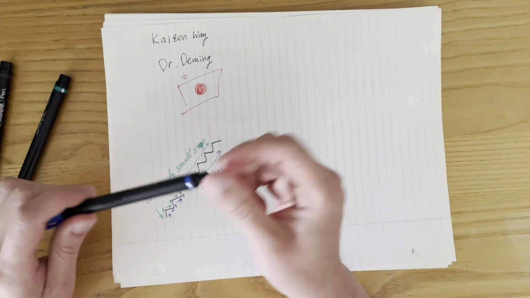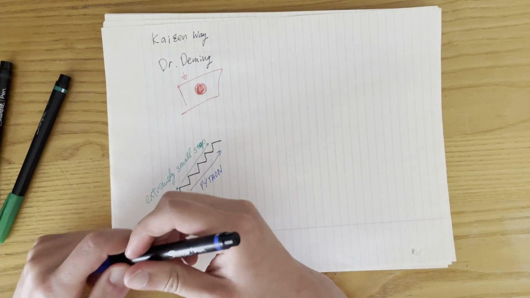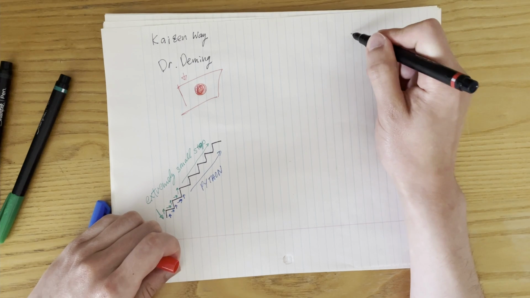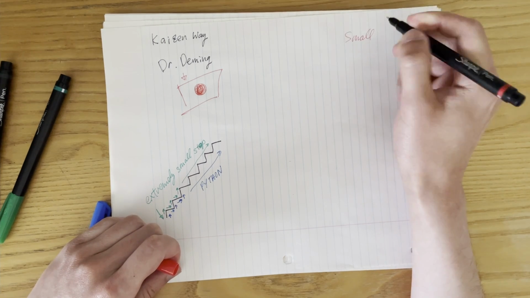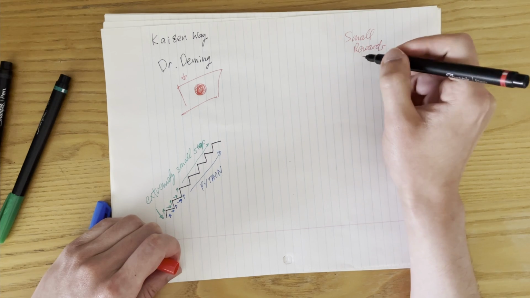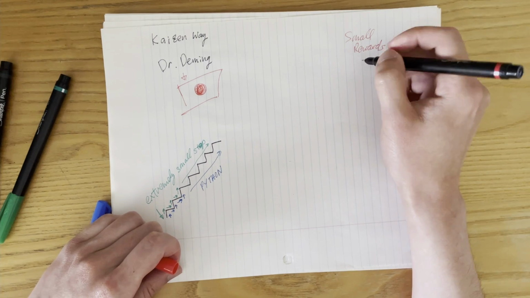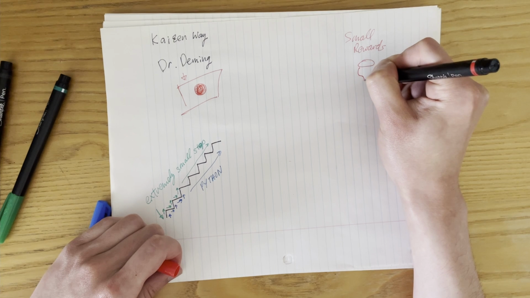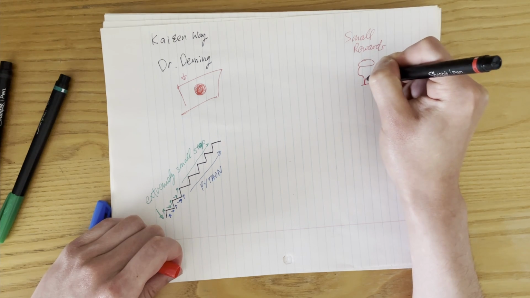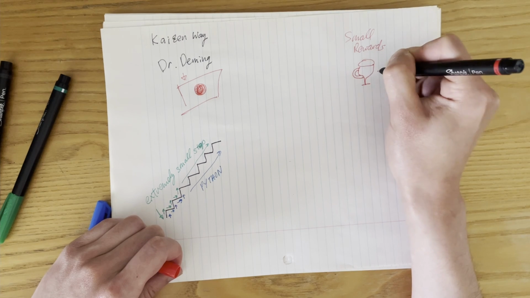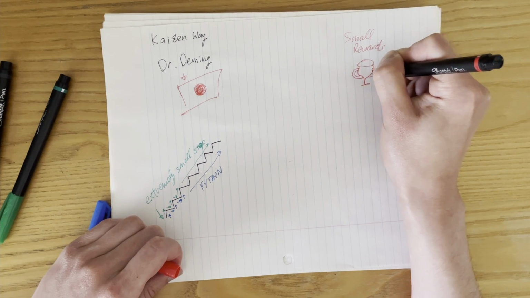The other idea in the Kaizen way is the idea of small rewards. So I'm going to try to draw a small trophy here. Let's see if I can do it. Let's use some handles, some love handles right there.